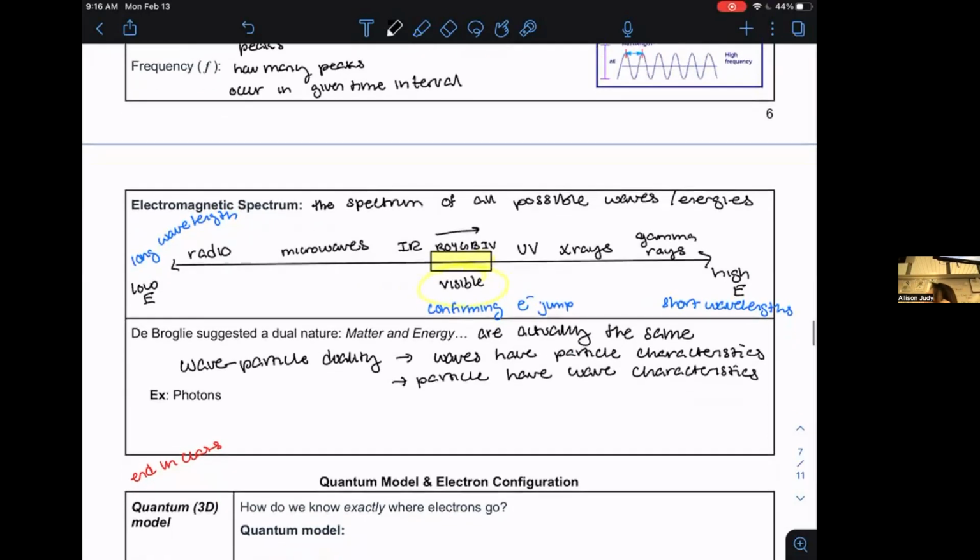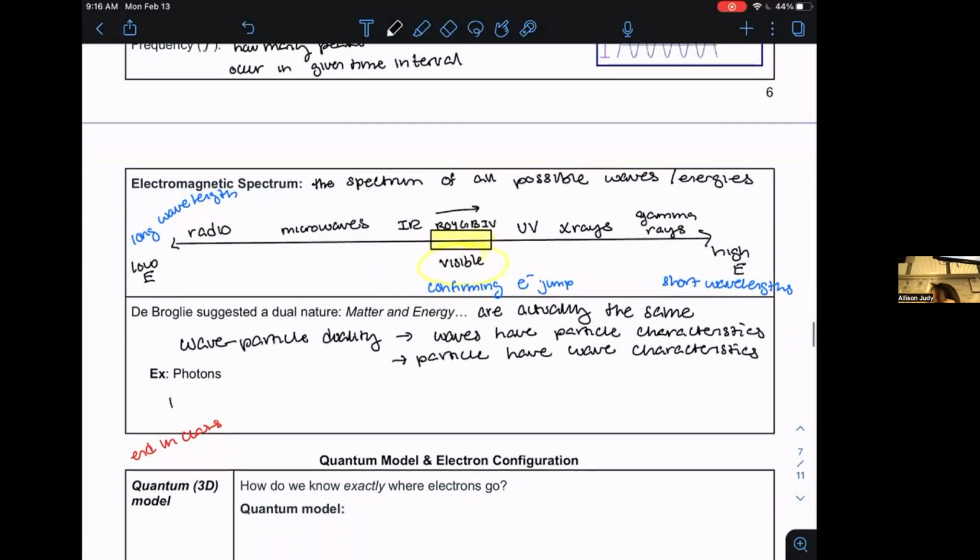Okay, so for example, photons are particles of wave energy. And wave energy is a particle. Yes. Would it be possible to have a wave in an area without any particles?